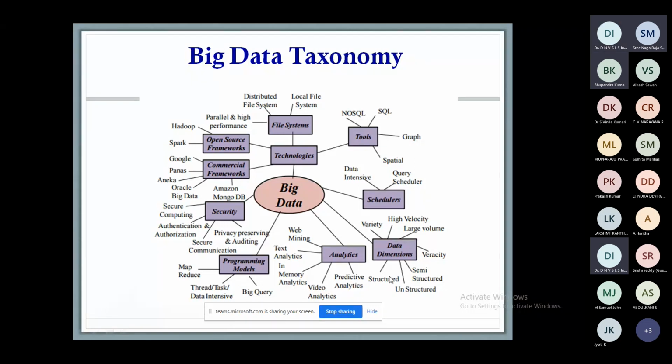And coming to the analytics, web mining, text analytics, in-memory analytics, video analytics, predictive analytics, so many categories of analytics are there. Coming to the programming models, we can use the MapReduce programming model, or thread model, or task model, or data intensive model, or BigQuery model. Right. Coming to security, secure computing, authentication, and privacy preserving auditing are also there. Coming to the commercial frameworks, Google, Aneka, Oracle, all these are commercial frameworks. And coming to the technologies, it's Hadoop, Spark, and all these things.